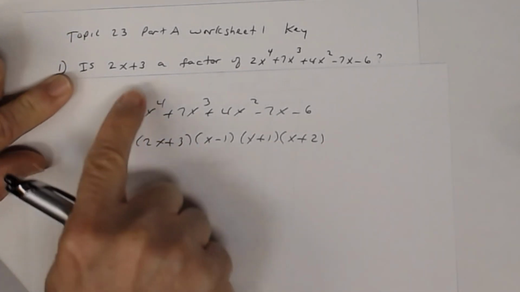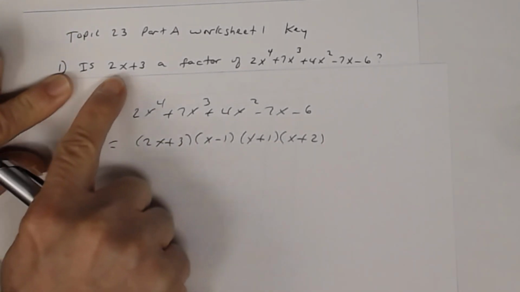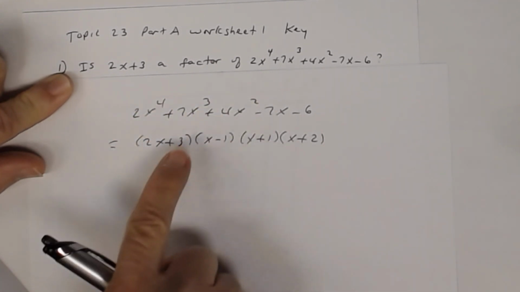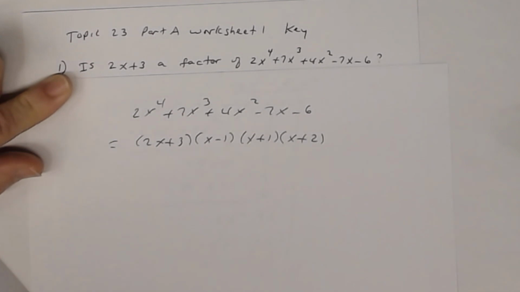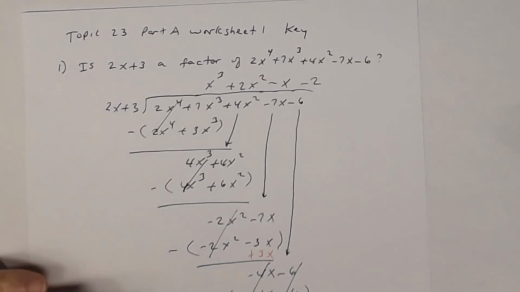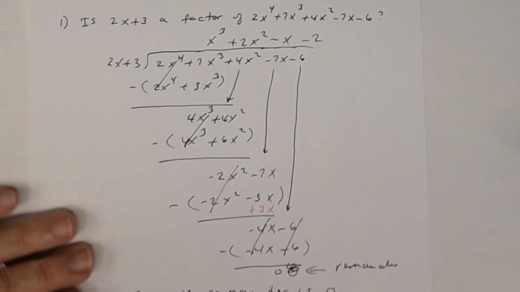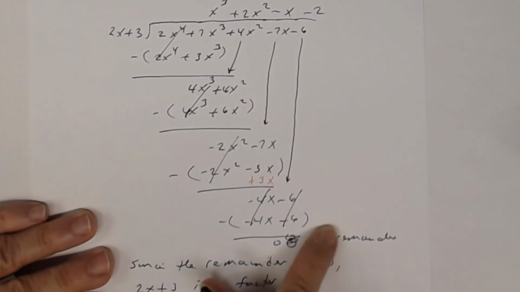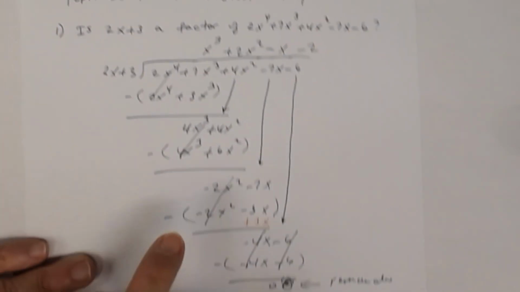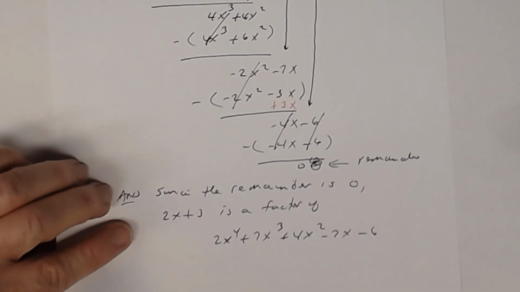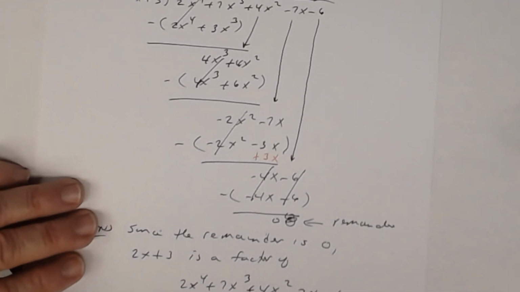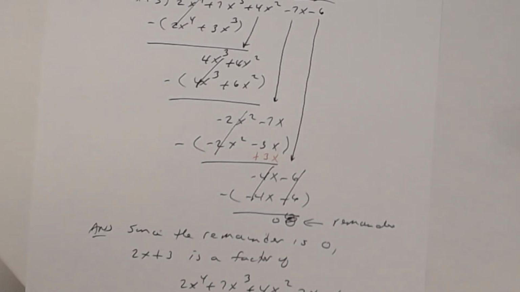And one of them is 2x plus 3. So is 2x plus 3 a factor of this? Yes, because if you were to factor it out, you would get this. But the way you did it, though, according to the directions, you want to use long division and you want to use a remainder to determine if the divisor is a factor of the dividend. All right, so that's number one.